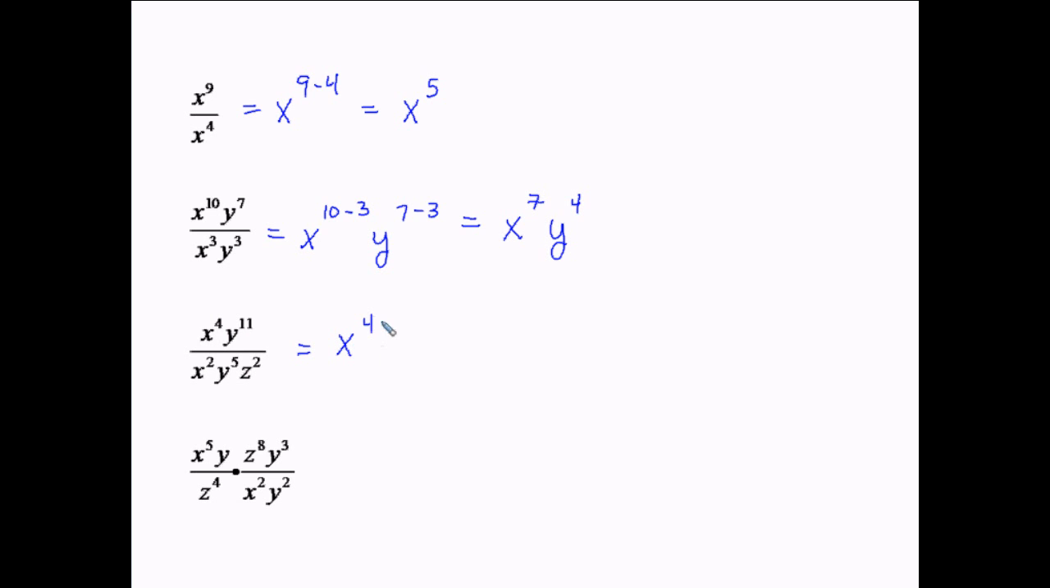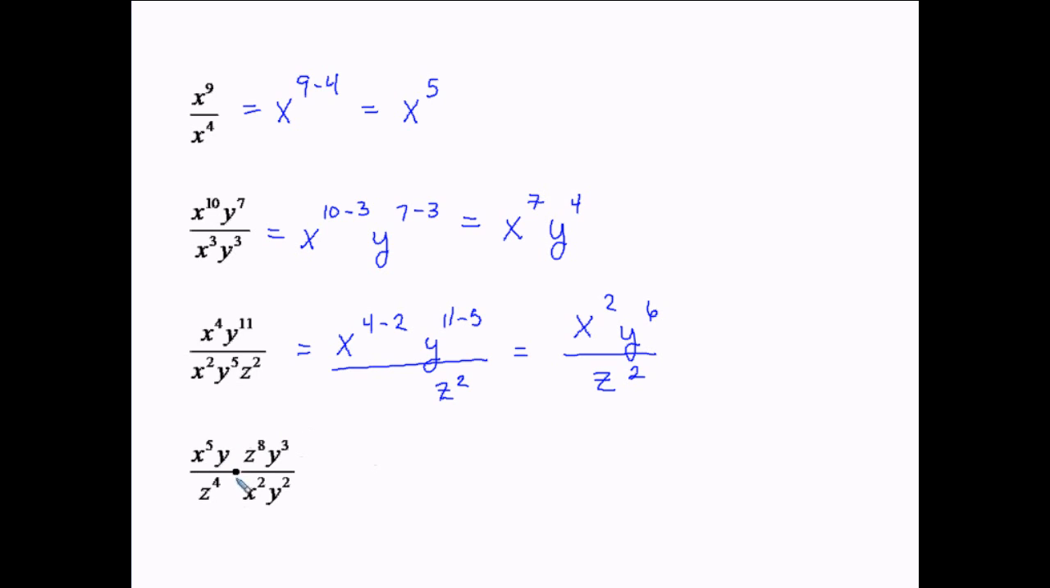So I just subtract those, but that z doesn't have anything, so it just sits there. So I get x squared y to the 6th over z to the 2. That stays where it was because we didn't change it. So it just hangs out where it was.